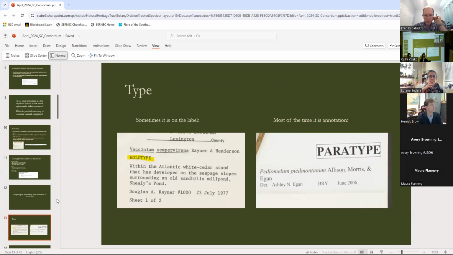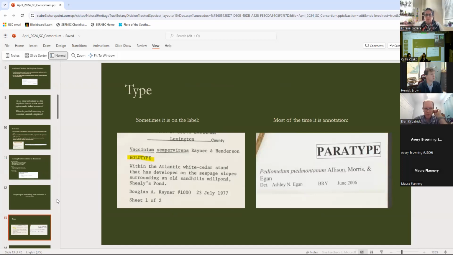All right, so the other field we want to talk about was types. Sometimes people actually add it to the original label, but most of the time people don't realize it's a type, or I guess I've seen it a lot more as an annotation than on the actual label like this.